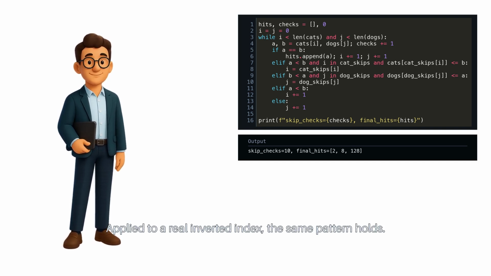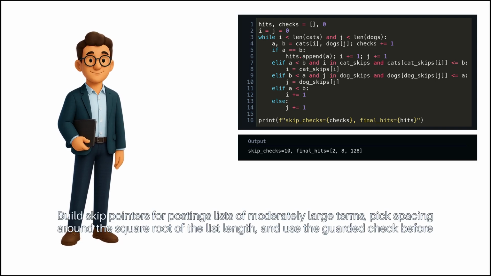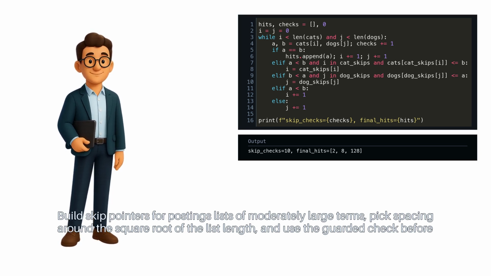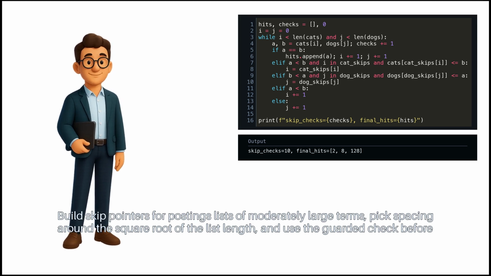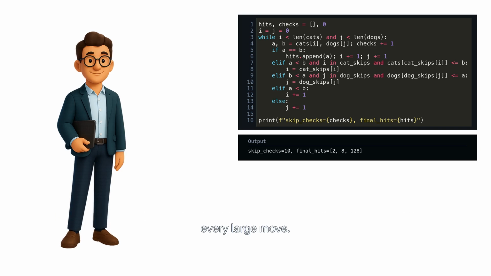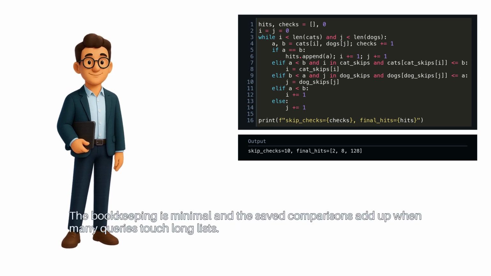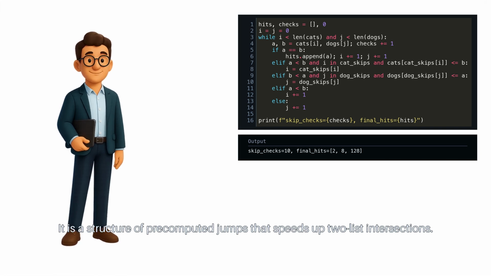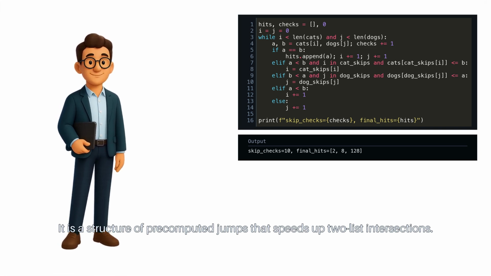Applied to a real inverted index, the same pattern holds. Build skip pointers for postings lists of moderately large terms. Pick spacing around the square root of the list length, and use the guarded check before every large move. The bookkeeping is minimal, and the saved comparisons add up when many queries touch long lists. It is a structure of pre-computed jumps that speeds up two list intersections.